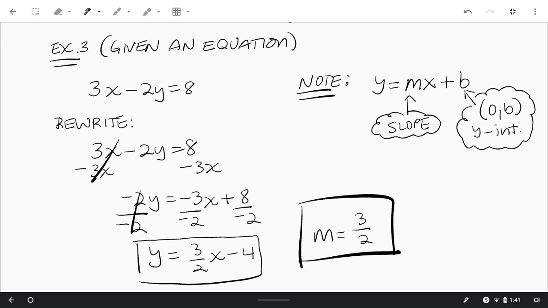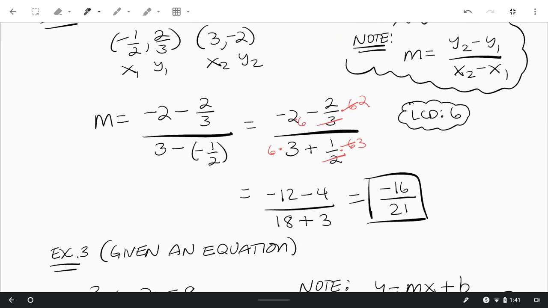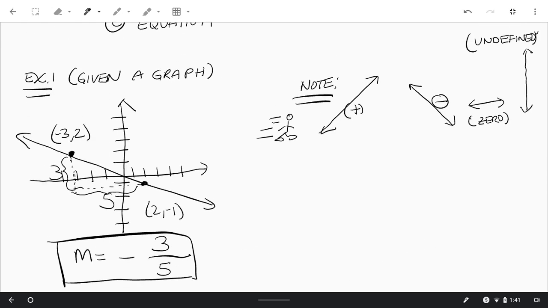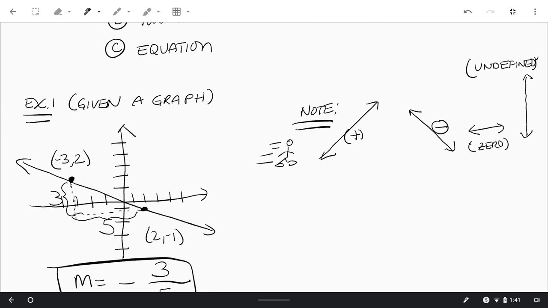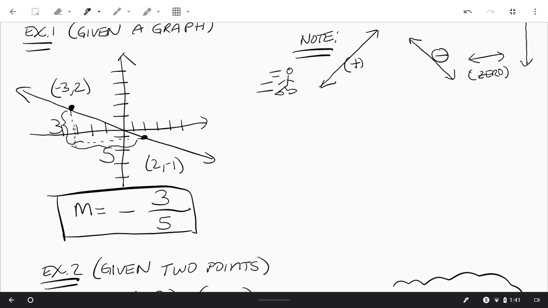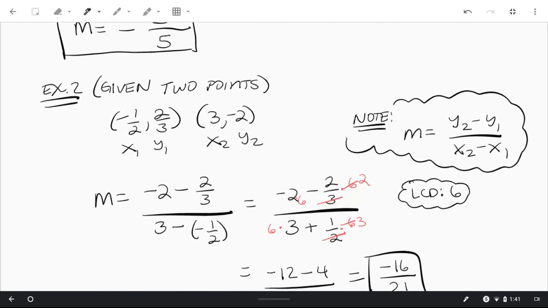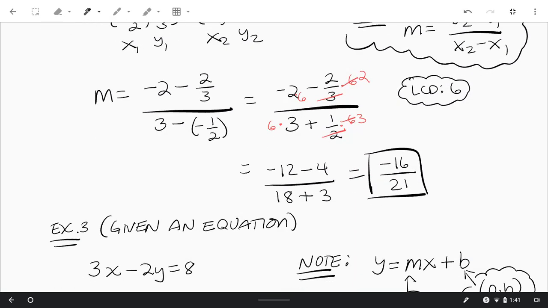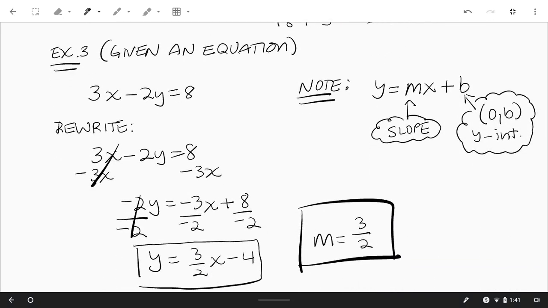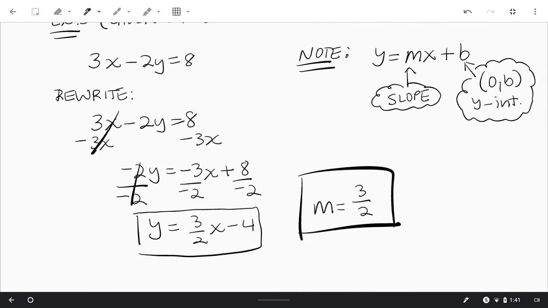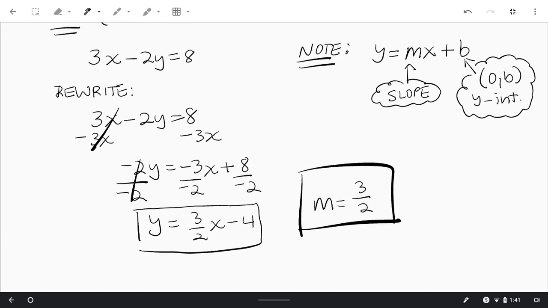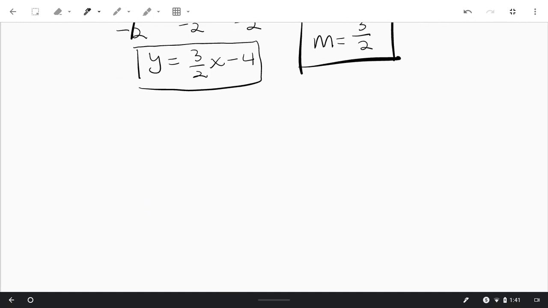examples of finding slope. Let's just take a look again. Over here, given a graph, you just count rise over run. Given 2 points, you use your formula. And when you're given an equation, you rewrite it in y equals mx plus b form. So 3 different scenarios, 3 different ways to find slope.